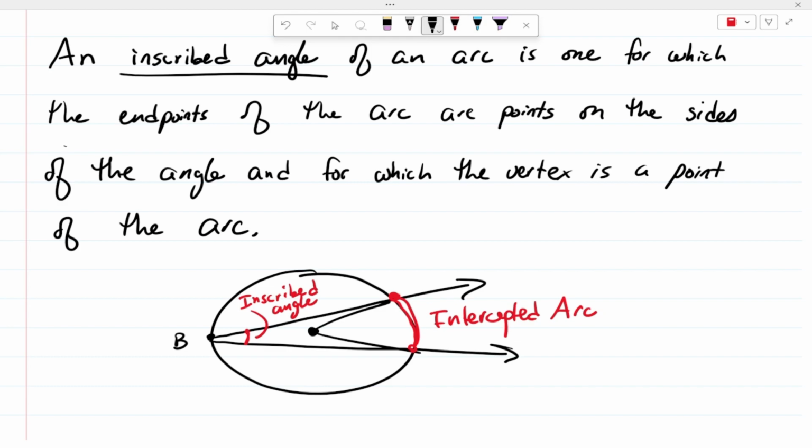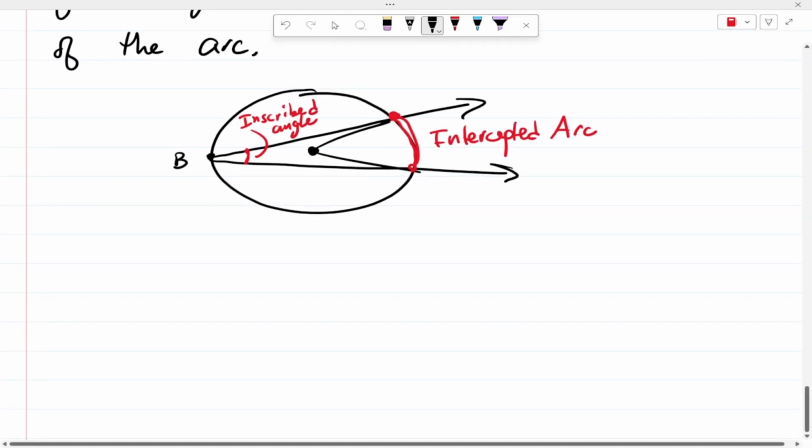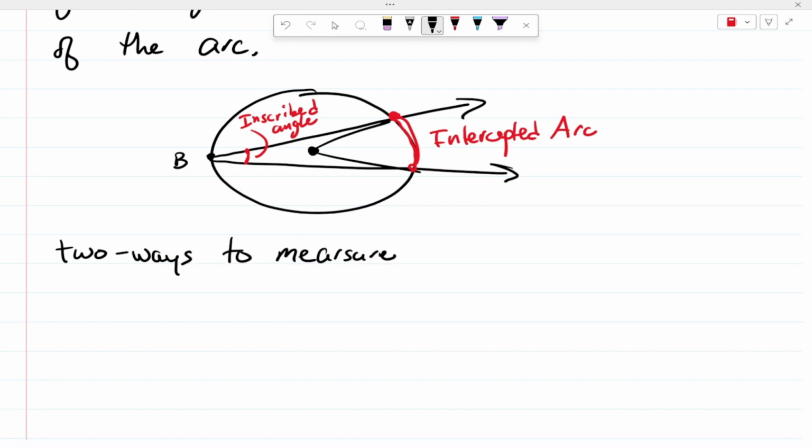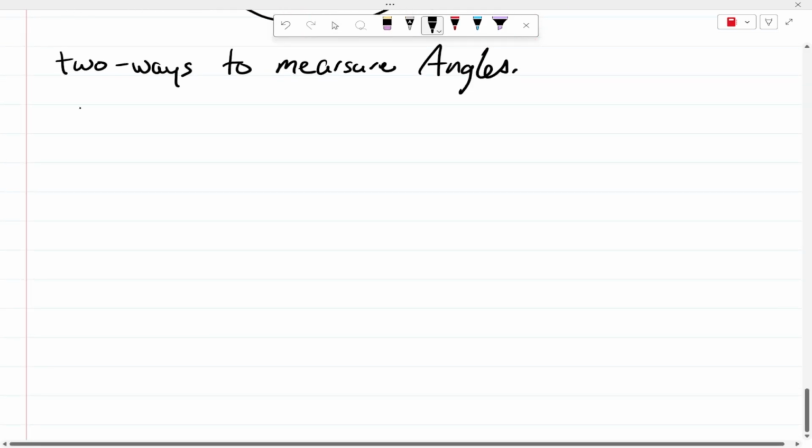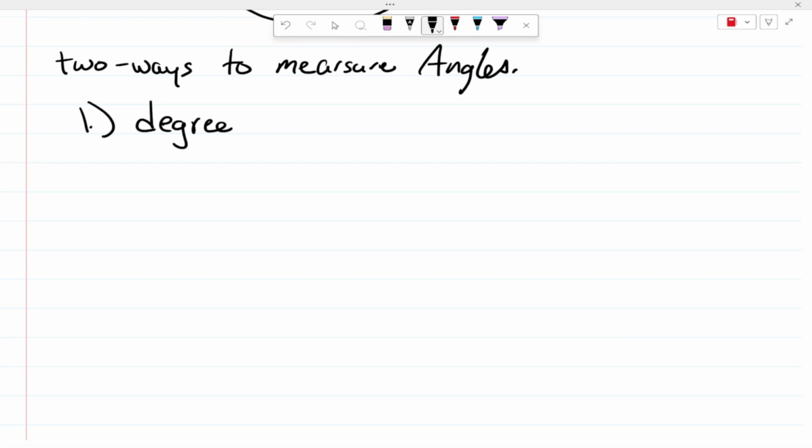Now, anytime we talk about arcs, there are two ways that we measure angles. The first, we're all familiar with: the degree, like this would be 90 degrees. But the other way, and this is the way that we use all the time in trig and in calculus and basically all of math, is called the radian.